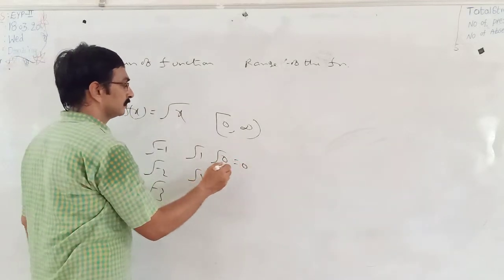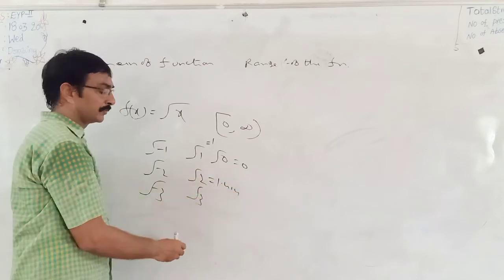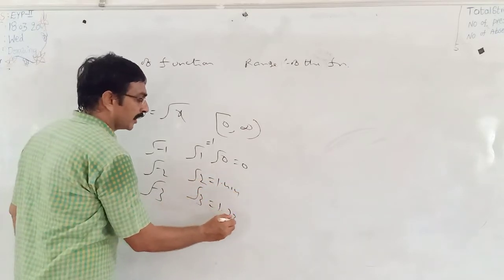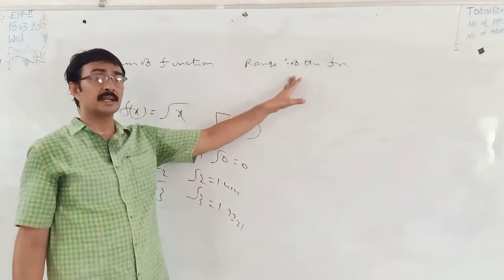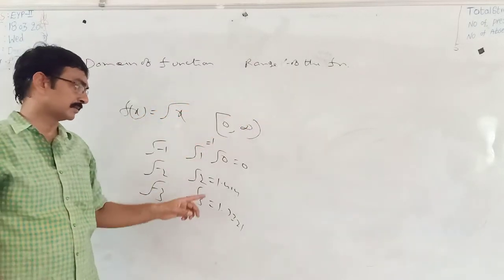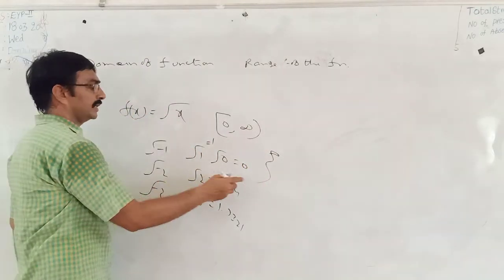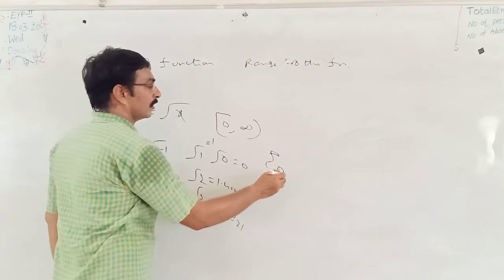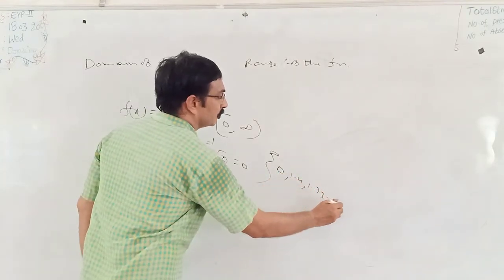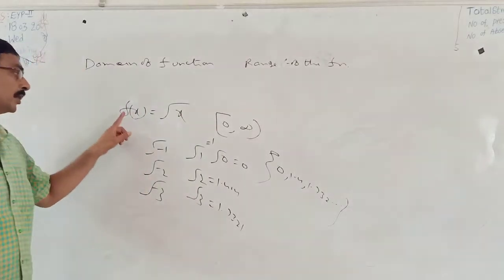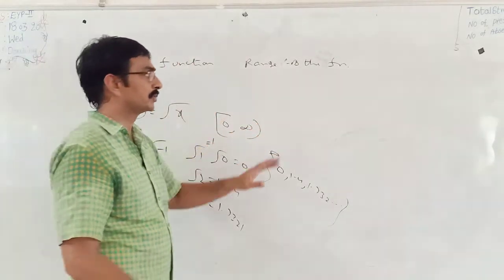Root 0 is 0, root 1 is 1, root 2 has value 1.414, root 3 has value 1.7321, etc. So, range is the set of image values: 0, 1, 1.414, 1.7321 and so on. So, domain means input, range means output.